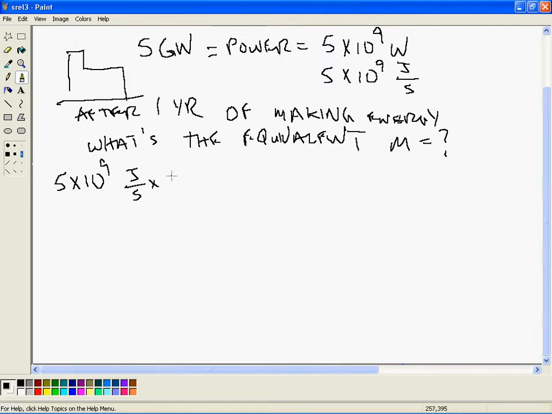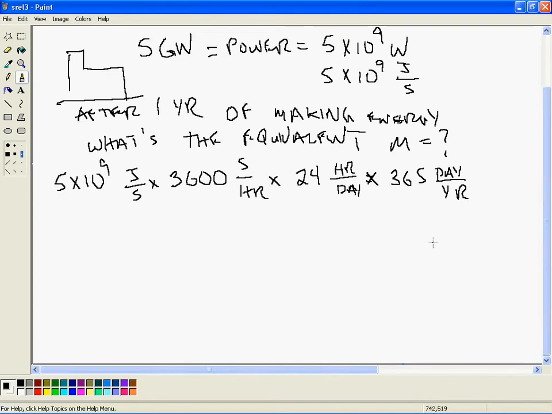I don't have a lot of time. I have to go quickly here. So 60 times 60 is 3,600 seconds per hour, multiplied by 24 hours in a day, multiplied by 365 days in a year. Now, if you notice the units here, seconds is going to cancel seconds, hours is going to cancel hours, days is going to cancel days, and we're going to get joules per year.